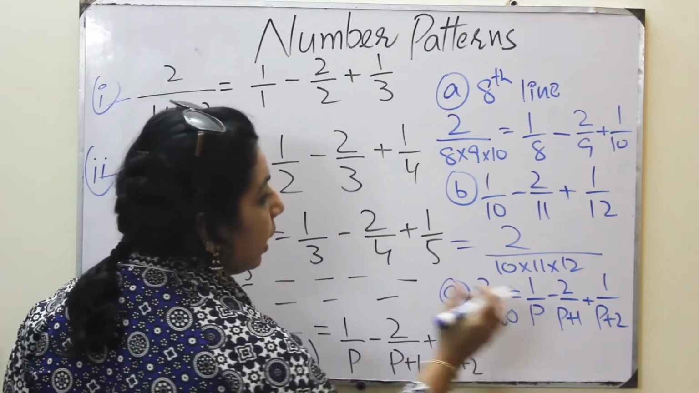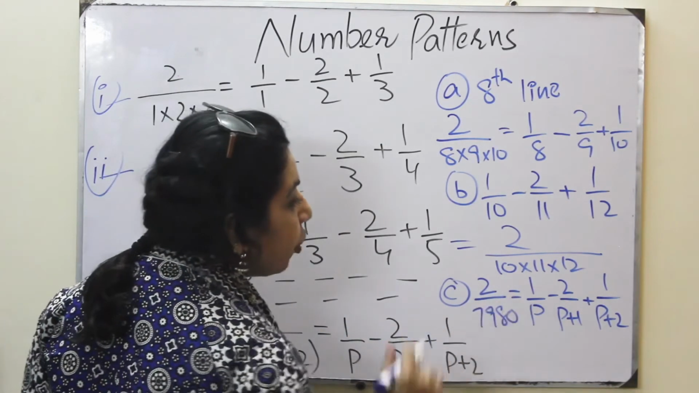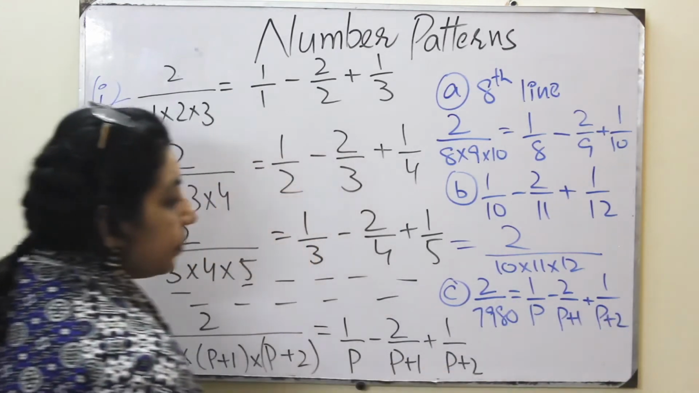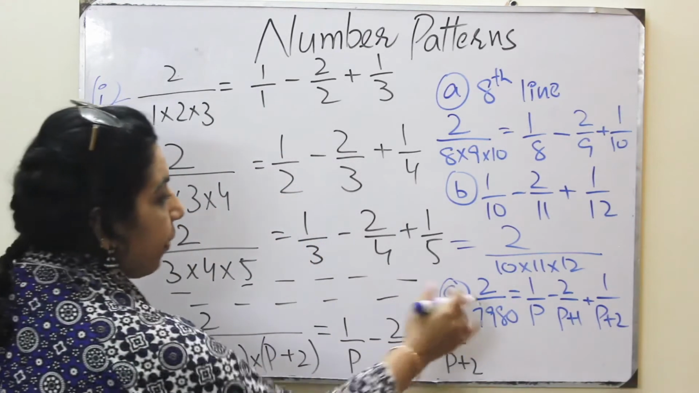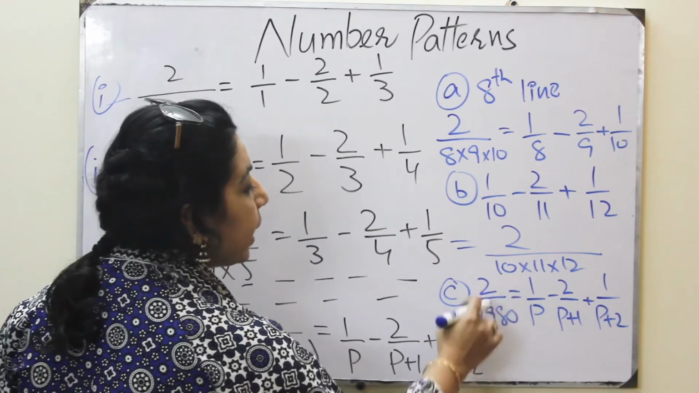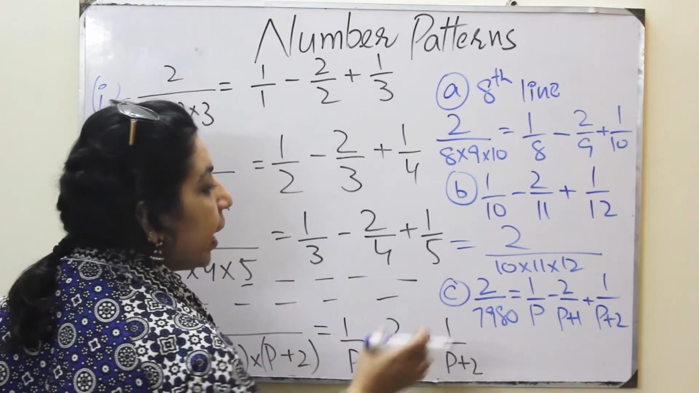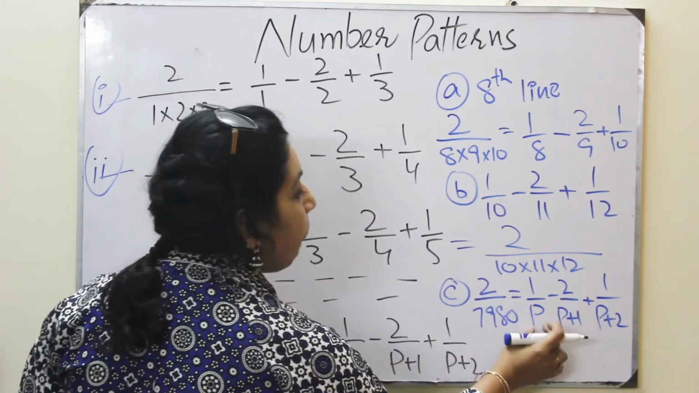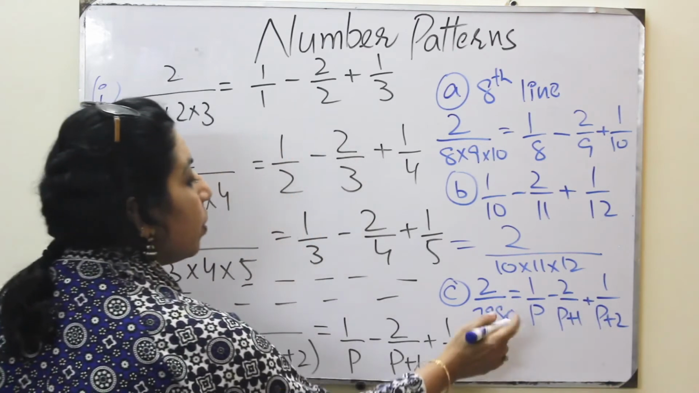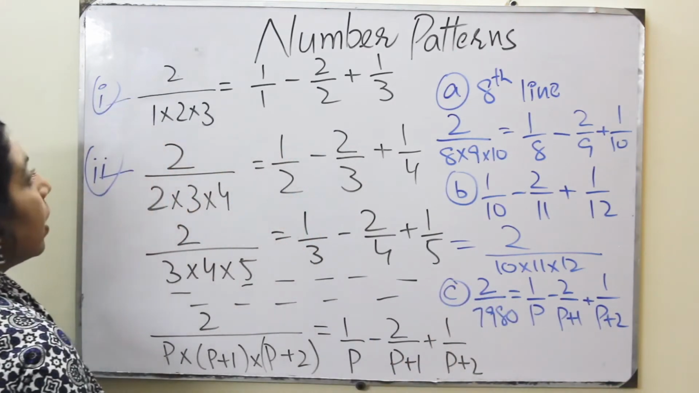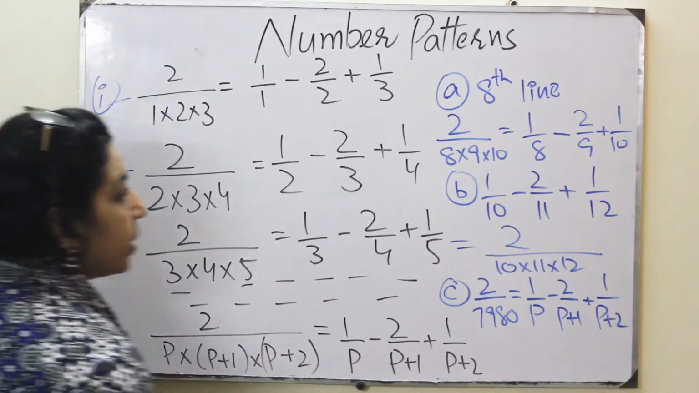In this C we have to find the value of P, and we have the value of the left side. So we have to basically break this 7980 in such a way that we can have P. We have P, P plus 1, P plus 2. So 7980, we have to make the ladder of 7980.